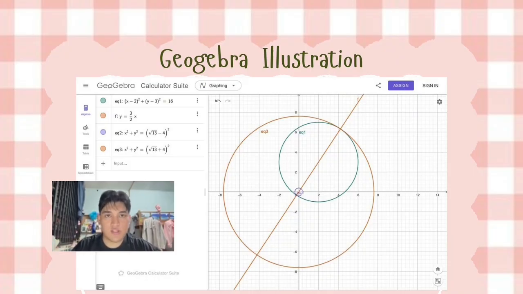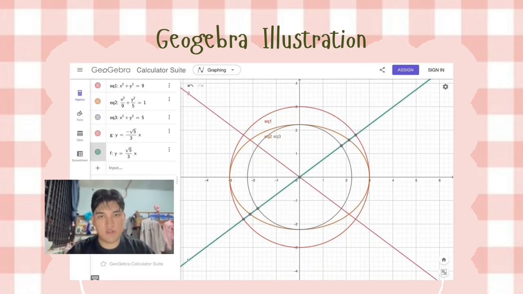Next, x squared plus y squared equals (root 13 minus 4) squared. This is the smallest circle that you can barely see centered at the origin. Next, x squared plus y squared equals (root 13 plus 4) squared. Well, this is the biggest circle centered at the origin. And that's all for the GeoGebra illustration for the circular locus.